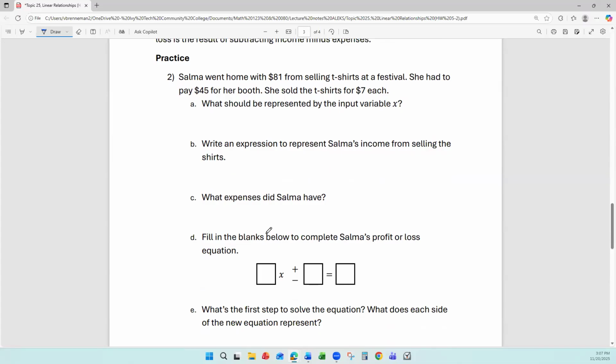So the input variable, we look for this. We don't have the word per, but we have each here. She sold the t-shirts for $7 each. That would be $7 per t-shirt, making t-shirts the input value. So x is going to represent the number of t-shirts sold.